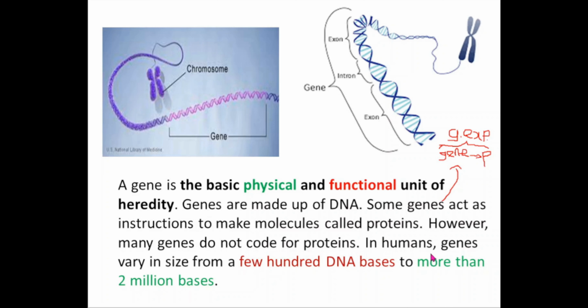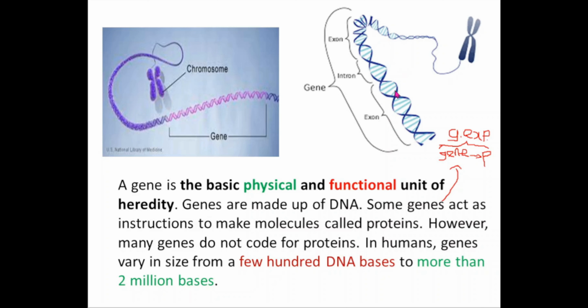In humans, genes vary in size from a few hundred DNA bases to more than 2 million bases. When you say a gene, it could contain a few hundred DNA bases, adenine with thymine, guanine with cytosine, or about 2 million bases. That is guanine, cytosine, adenine, thymine, about 2 million such pairs. Therefore, the conversion of the code of a gene to protein, we call gene expression.